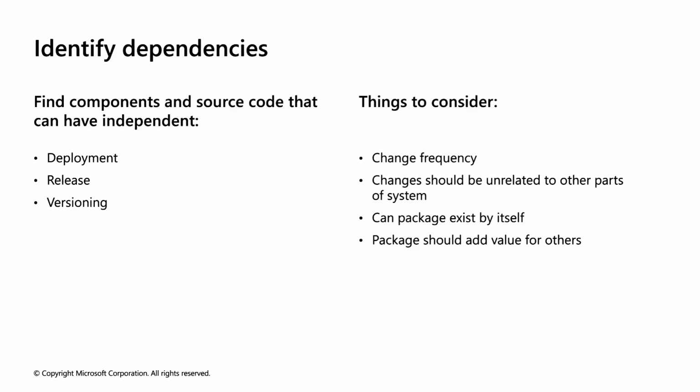Identifying dependencies in a solution means finding the components and source code that can operate independently within a system. This means looking for parts of our application that can be deployed, released, or versioned separately from the rest. When you spot these independent pieces, you gain flexibility. Updates or changes to one component don't have to disrupt the entire system.